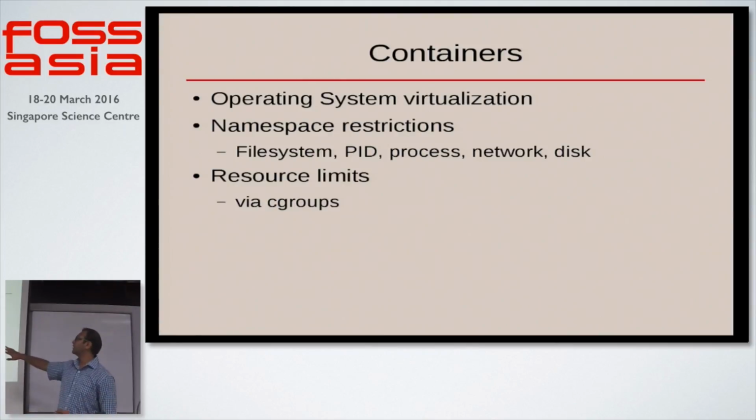So that can be done via cgroups. And when we combine all of this, when we combine cgroups, file systems, PID namespace, network, disk, all of this, that gives us the idea of a container. You really have a contained environment which is secure, isolated, and resource controlled.